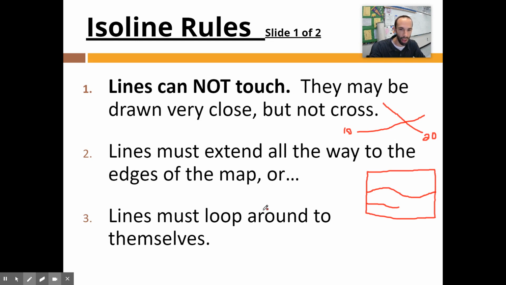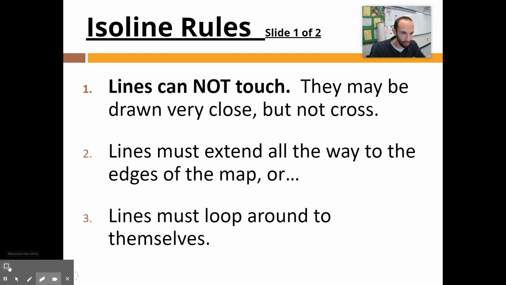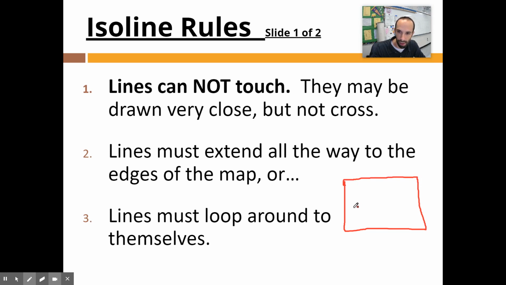Okay, lines have to loop around to themselves. So what do I mean by that? Well, imagine, actually, let me just erase this quickly. Imagine if I had a map like this. They can either loop around to themselves or go to the edge of the map, one or the other. Okay, so you can go like this, and then let's say it's coming back around again, and you're like, oh, well, I'm almost there. I could go to the edge, or you could just loop it back to itself like that. And you'll see some examples of that as we move along.